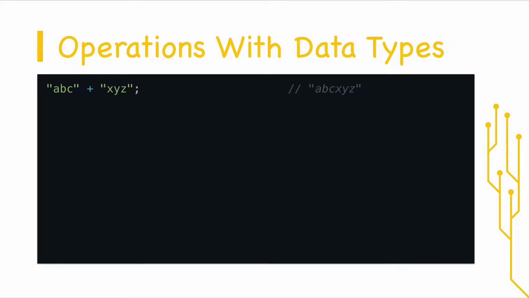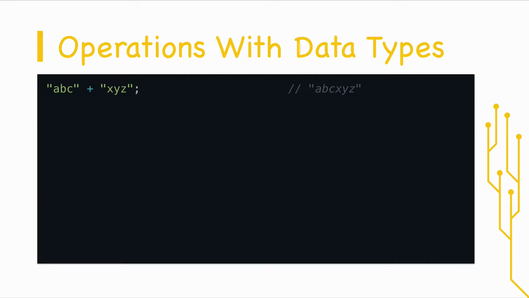So here, for example, we have a string that says ABC and another string with the value XYZ, and then we just add them together. And the result is one string with the value ABCXYZ. So what is going on here? How does this work? Well, as I just said, in JavaScript you can do operations with different data types, which means you can not only use these arithmetic operators with numbers, but you can also use them with strings or even some other data types.